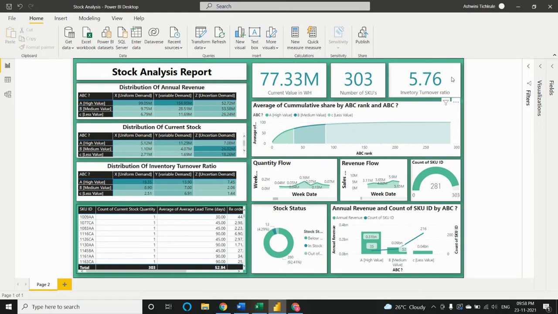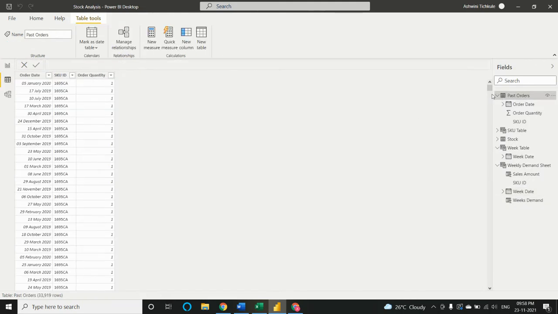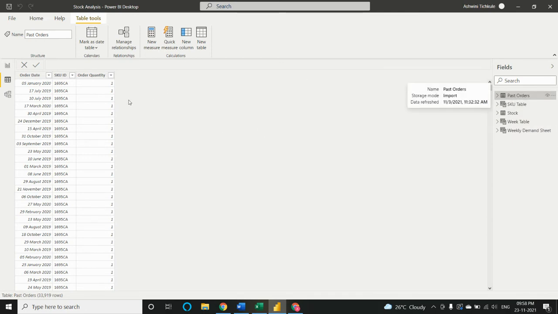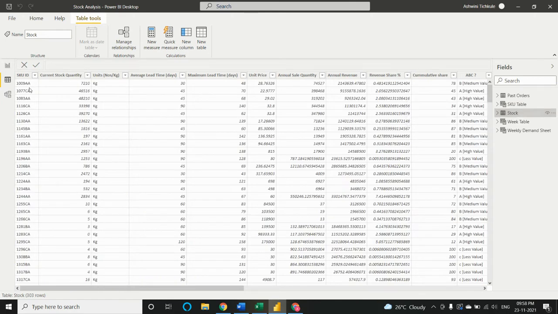So this is the dashboard I have made. Let's first understand the data, what difference we made between the previous and the current data set. In the past orders there are three columns: order date, SKU ID, and order quantity. Then in the stock there is only this, up to unit price. These all are present there, and these all are the new columns added by me. So let's first see this SKU table.